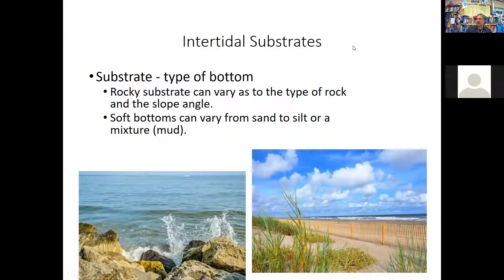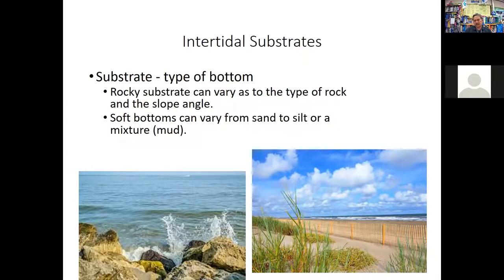Remember, substrate is what the organisms can latch onto at the bottom. And so in the intertidal zone, you have different types of substrates. You have a rocky substrate. So sometimes we call the tide pools the rocky shores. So the rocky substrate can vary as to the type of rock and the slope angle. Where I live, the tide pools drop off pretty quickly because there's no continental shelf, and the mountains run right up to the coast.